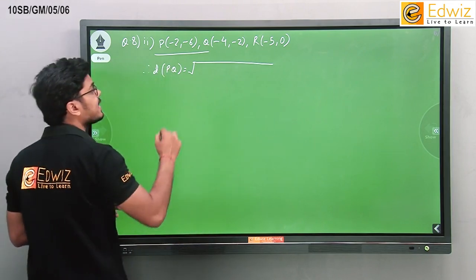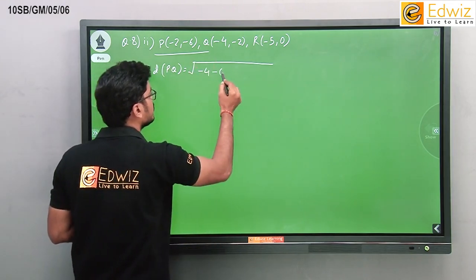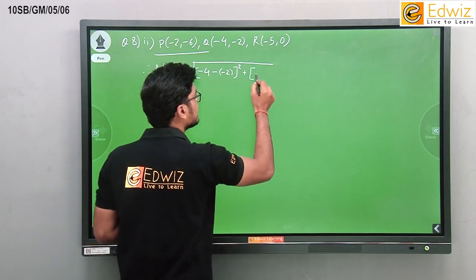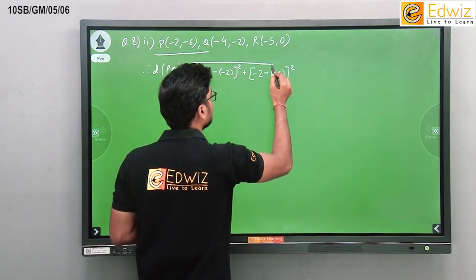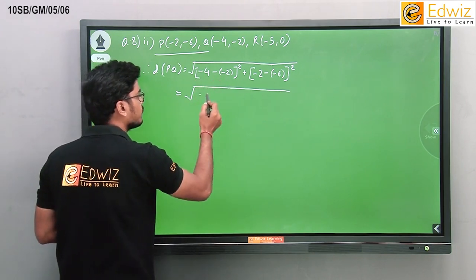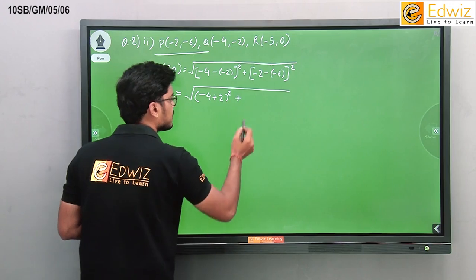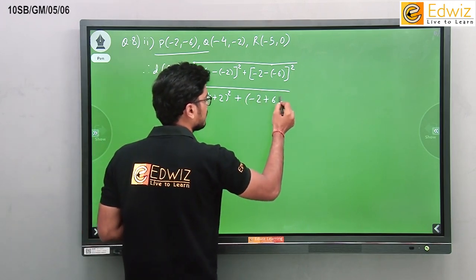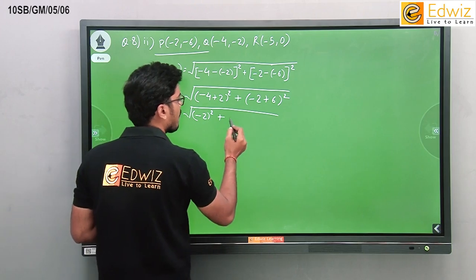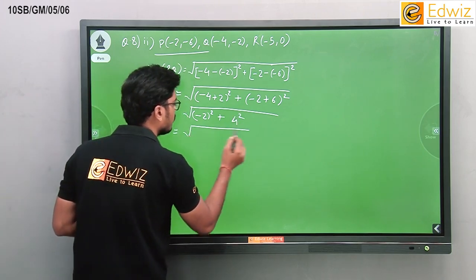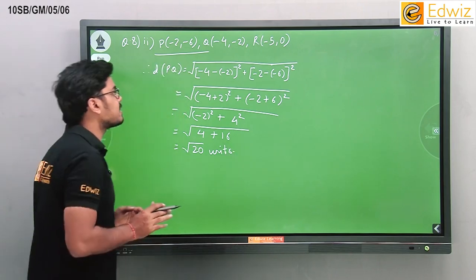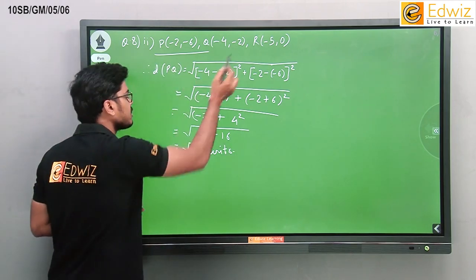So square root of (x2 minus x1), that is (-4 minus 2) the whole square, plus (y2 minus y1), that is (-2 minus 6) the whole square. Okay, this will be equal to square root of (-4 plus 2) the whole square plus (-2 plus 6) the whole square. If we solve this further, you will get (-2) square plus 4 square. So this is equal to 4 plus 16, that is square root of 20 units. Now this is distance PQ. Similarly, we will find out distance QR.